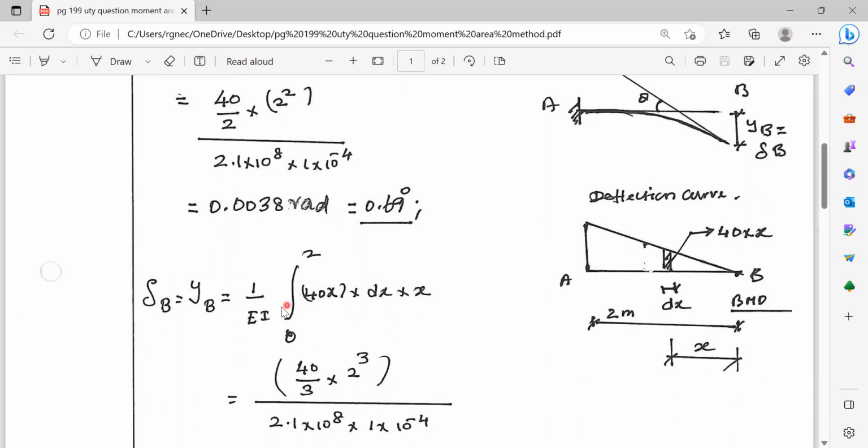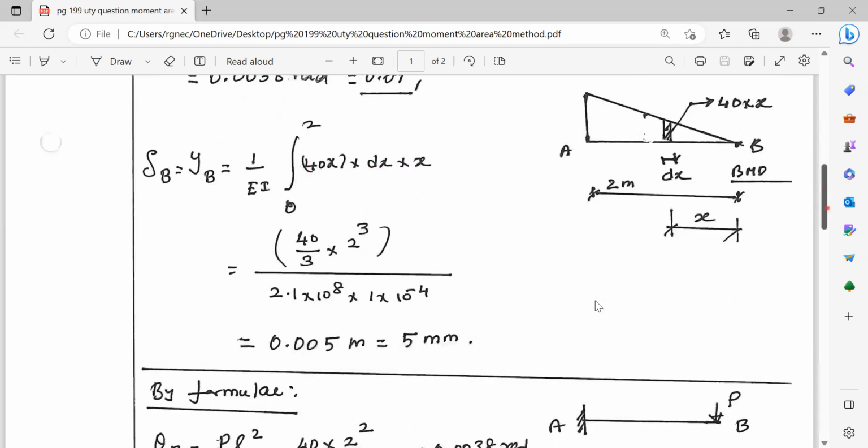So this 40 you can take outside. This one will be the integral of x squared, which is equal to x cubed by 3. Apply the upper limit 2, then it becomes 2 cubed by 3. EI is in the denominator. Now, after simplification, this becomes 0.005 meter. Multiply this by 1000, we will get the deflection in millimeter, that is 5 millimeter.